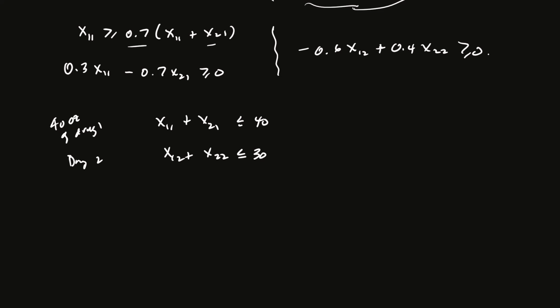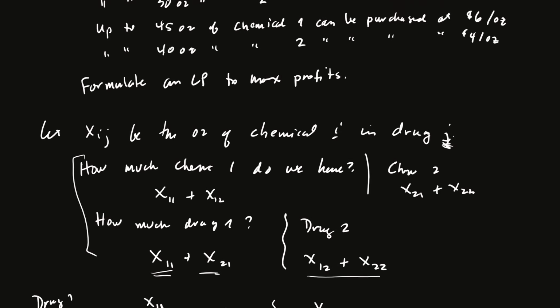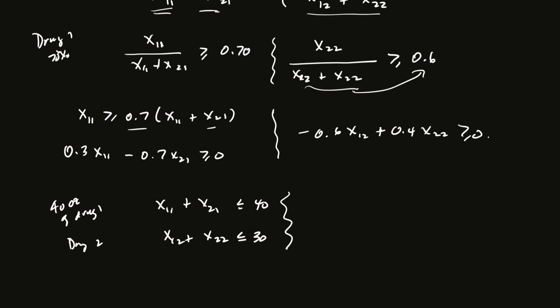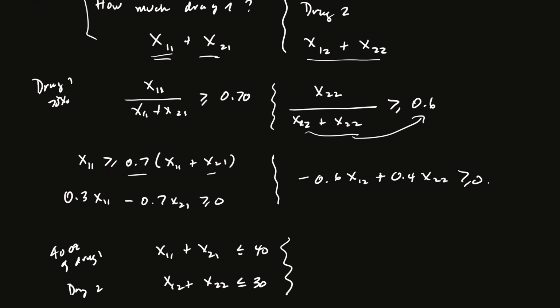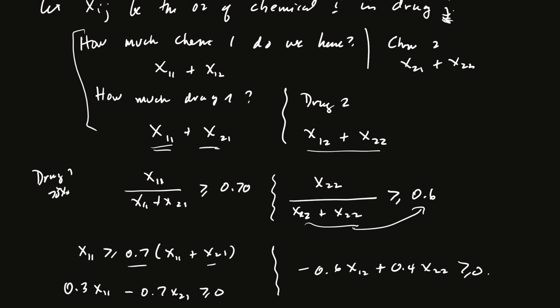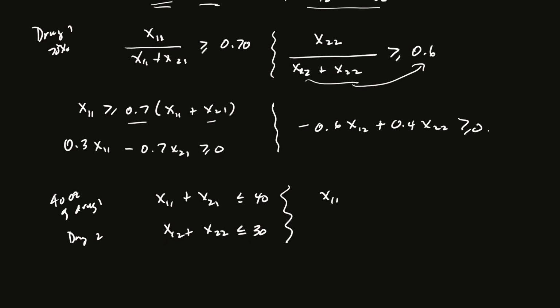Good. And similarly, I can't buy any more than 45 ounces of chemical 1 or 40 ounces of chemical 2. So those are also constraints in my problem. And so how much drug 1 do I have? That's x11 plus x21, right? Oops, that's drug 1. Chemical 1 is what I want. x11 plus x12 should be less than or equal to 45. And last one, x21 plus x22 less than or equal to 40.